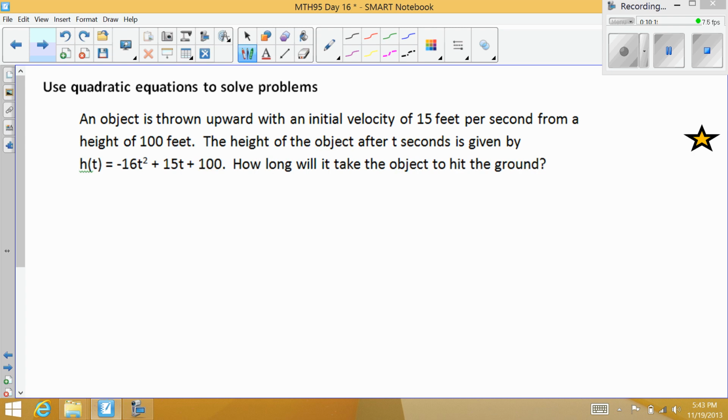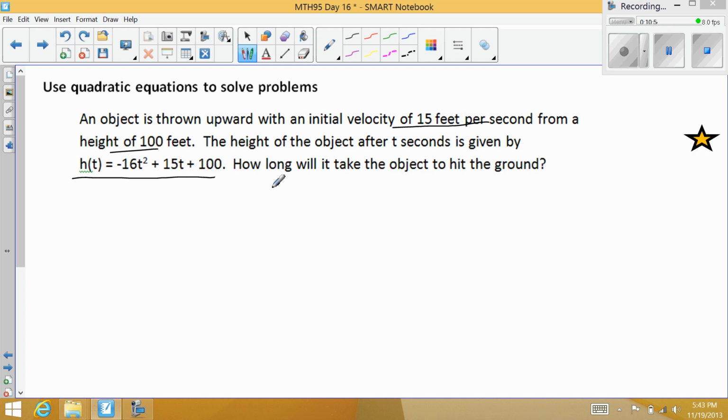And of course, we can use quadratic equations to solve word problems. The classic examples are object problems. So if we have an object thrown upward with an initial velocity of 15 feet per second from a height of 100 feet, the height of the object after t seconds is given by this formula. Where the extra pieces went in, the initial height of 100 feet is going to be the c value. The initial velocity of 15 feet per second will be our b value. And the a value, the negative 16, has to do with gravity.